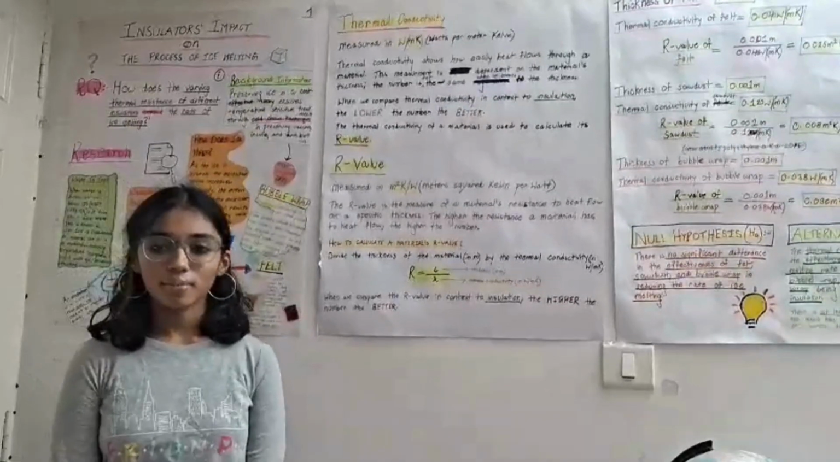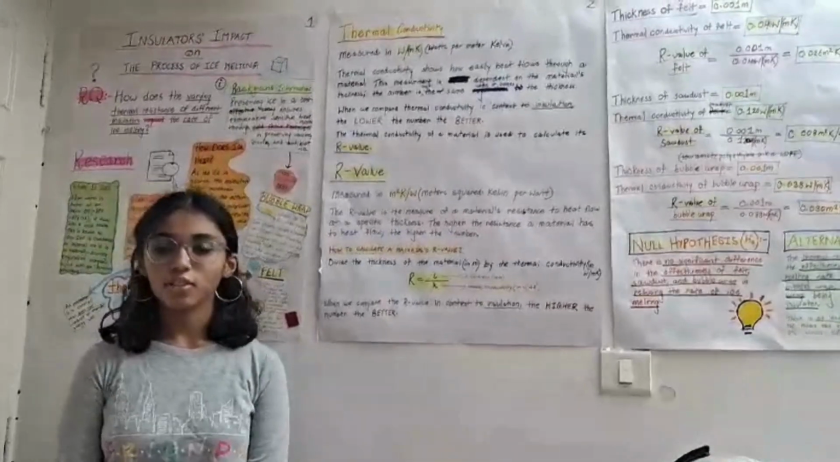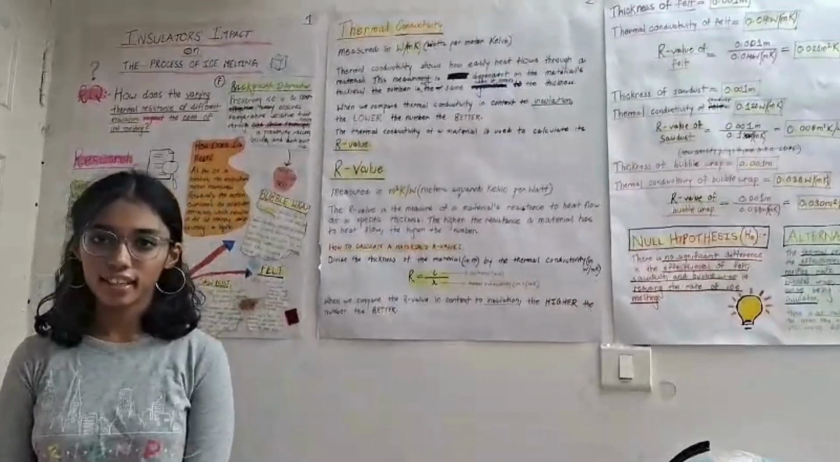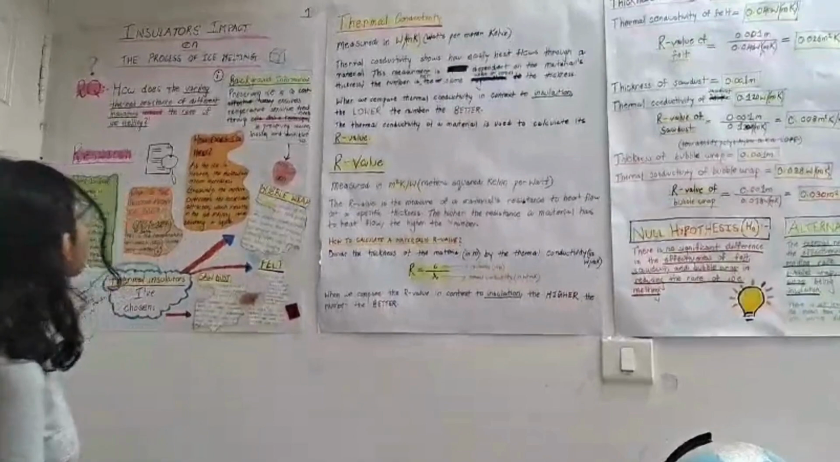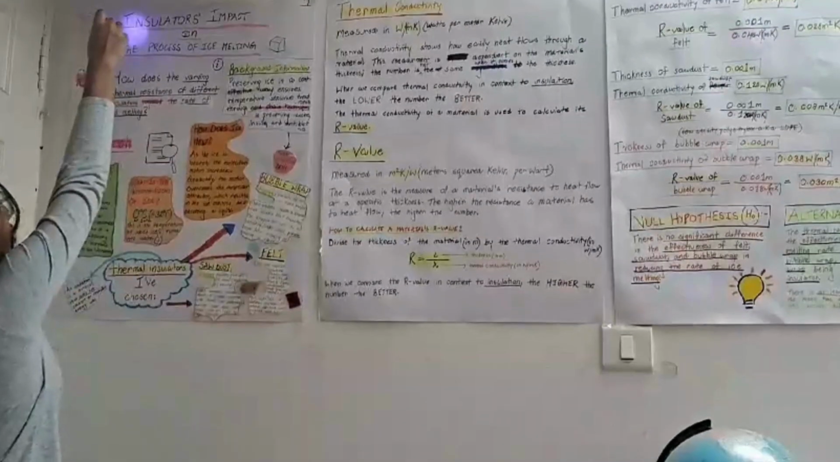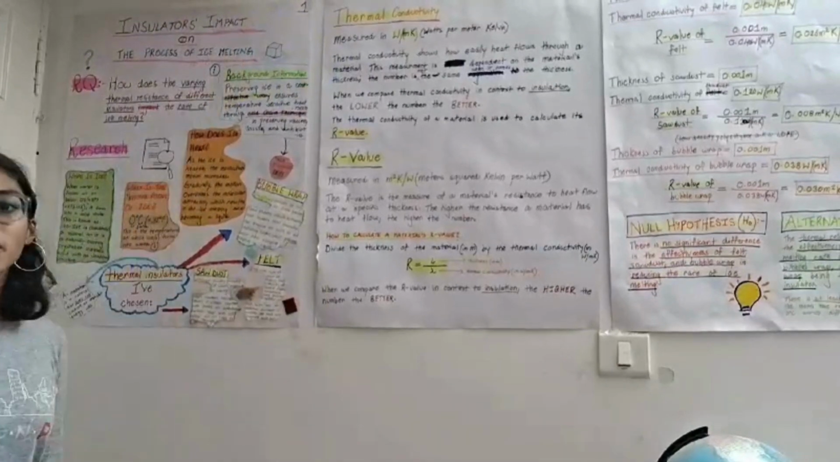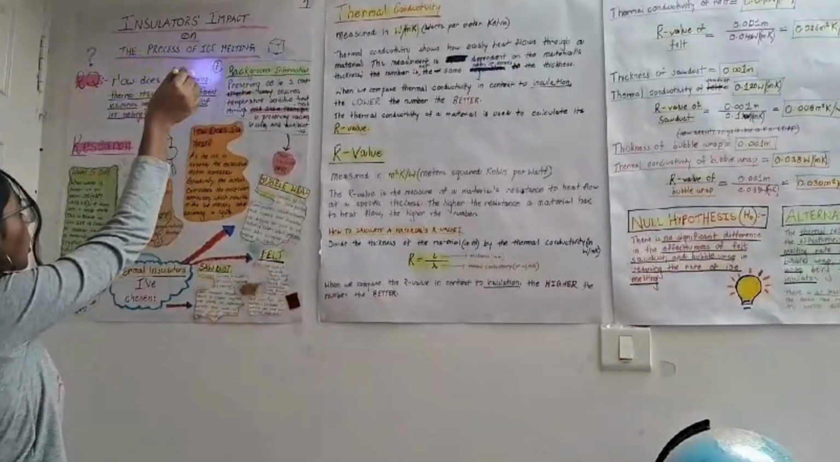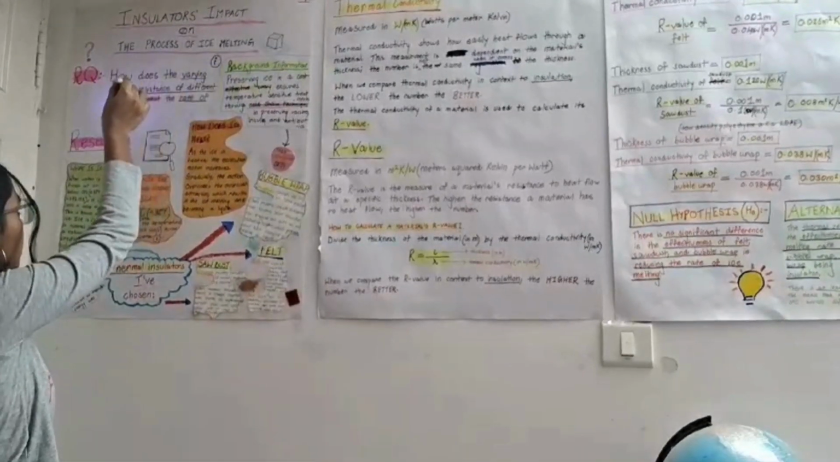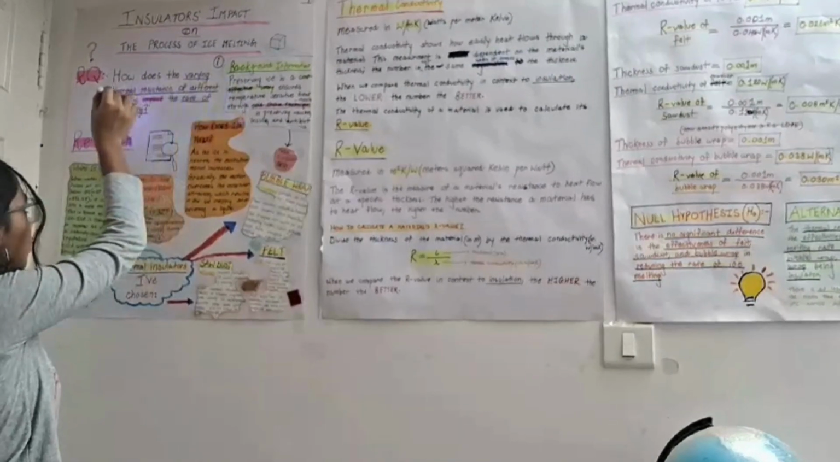Hi, my name is Meghna Pal. I'm 14 years old and I'm a 9th grader at Acellas Academy. For my science fair project, I've chosen the topic Insulators' Impact on the Process of Ice Melting. My research question is, how does the varying thermal resistance of different insulators impact the rate of ice melting?